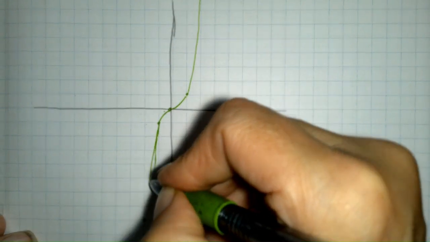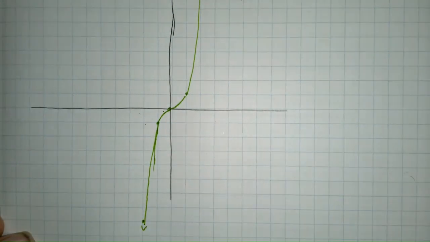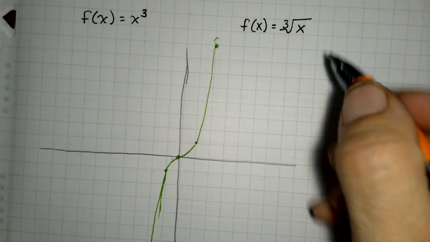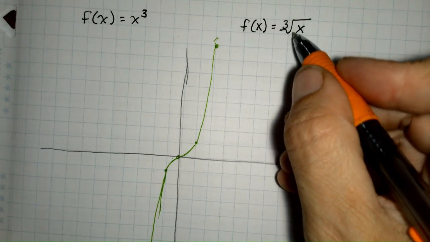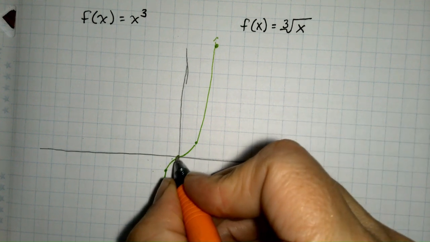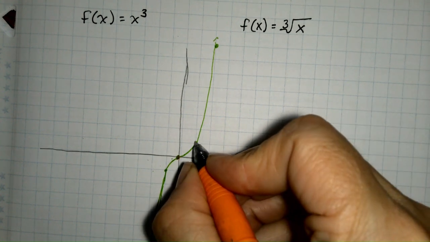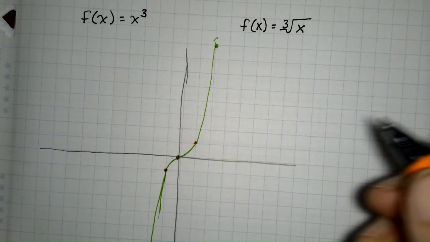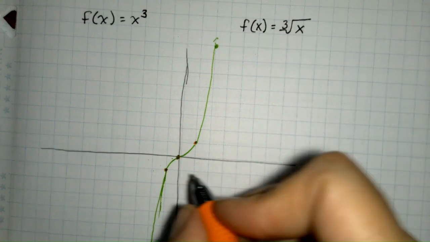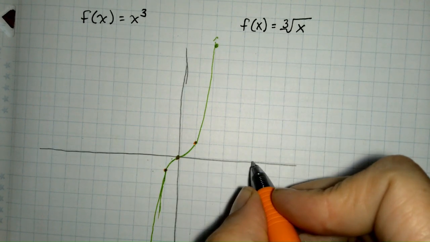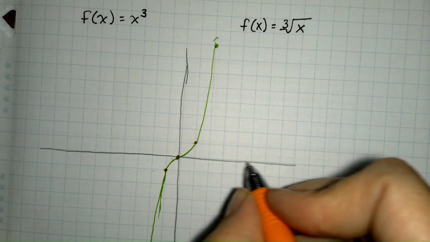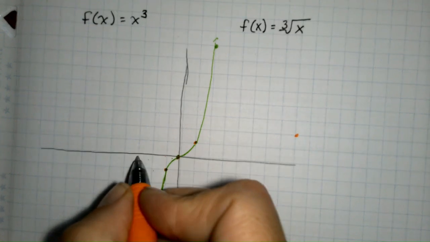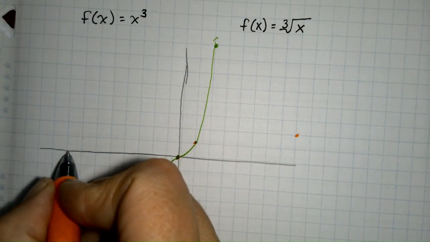And I'm freehanding, so please keep in mind that I am not as perfect as a computer drawing might be. Okay, so now let's look at f of x where it's the third root of x, and this one I'm going to do in orange. If I substitute 0, I still get out 0. If I substitute 1, I still get out 1. If I substitute negative 1, I still get out negative 1. But if I substitute 8, I get out 2. And negative 8, I get out negative 2.